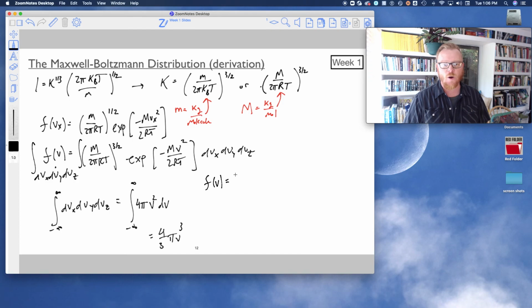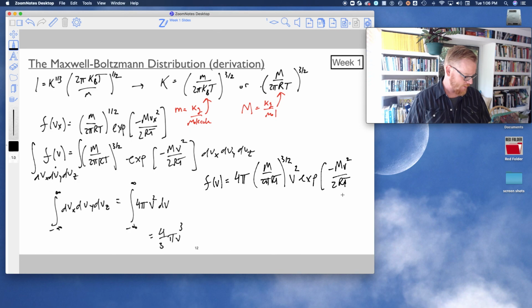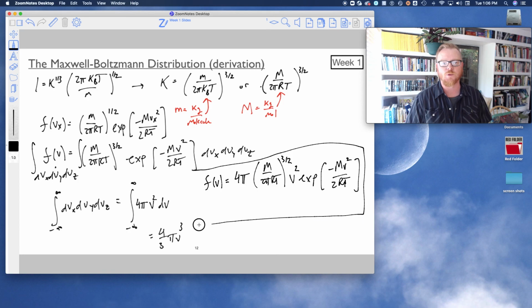And so finally, that's going to go as 4 pi that I get from right there. And then I have this constant, capital M over 2 pi RT to the 3/2 times v squared, and then times the exponential of negative capital M v squared over 2RT. Yes. And this equation is our Maxwell-Boltzmann distribution of velocities.